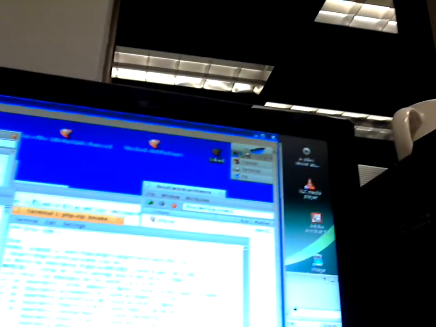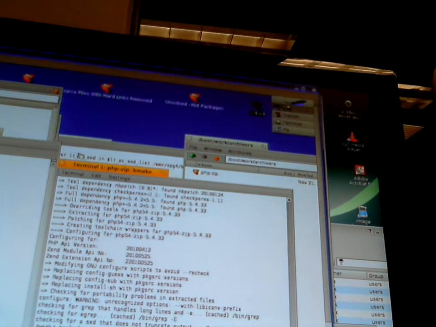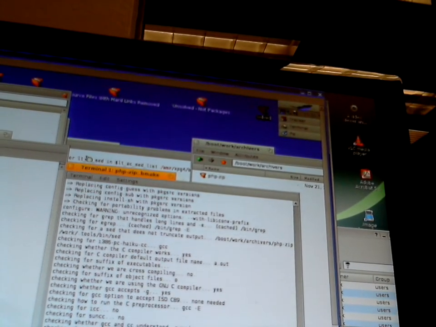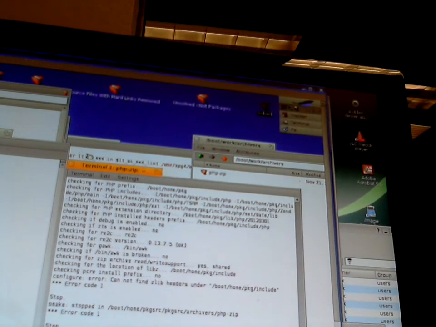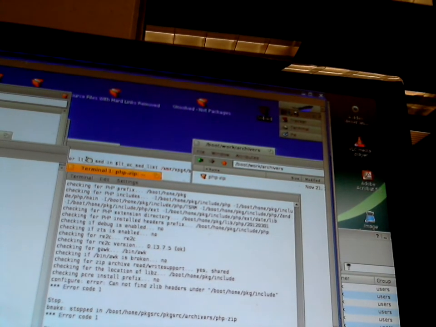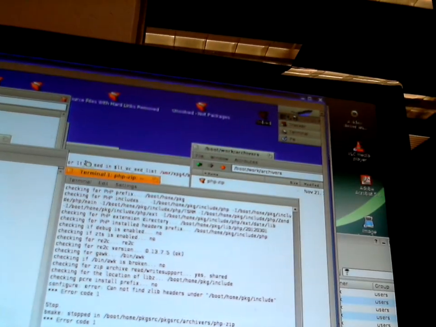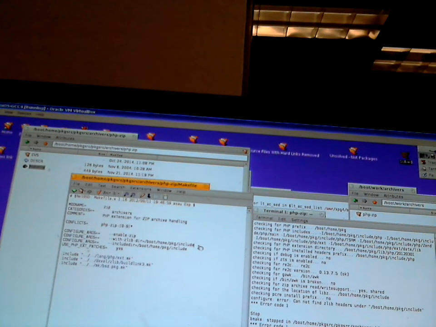The next big mystery is Ruby. Let's see what else happens here. How many tries am I going to take? Can't find the zlib headers under include. I think this is just stupid.